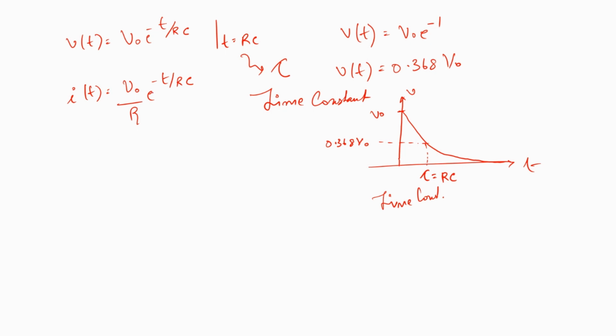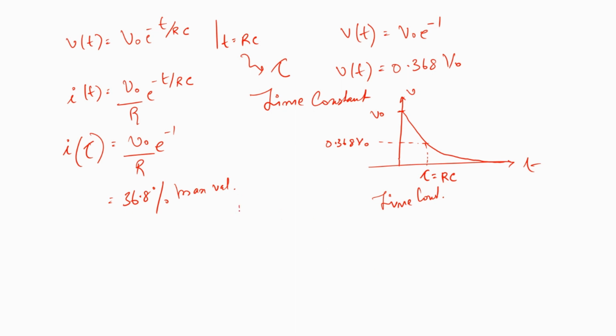And for the current also we can do the same thing. If we replace t is equal to RC, so I'll now call it I of tau, is equal to V naught by R e power minus 1. So again, the time taken for the current to reach 36.8% of its maximum value, that is the time period tau. Okay, and the value of it is given as RC.